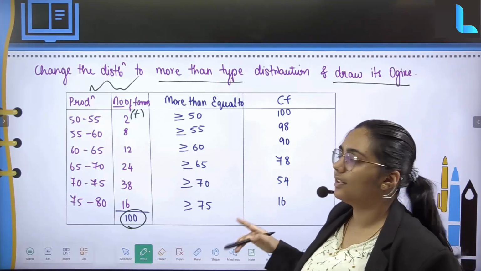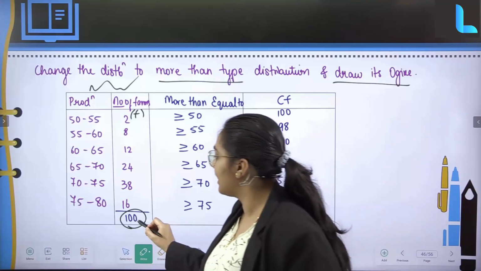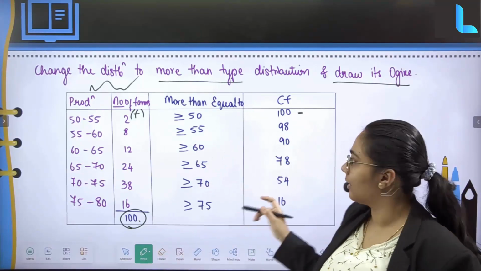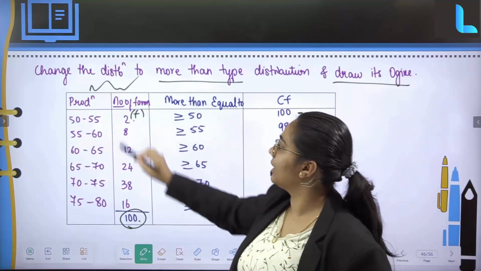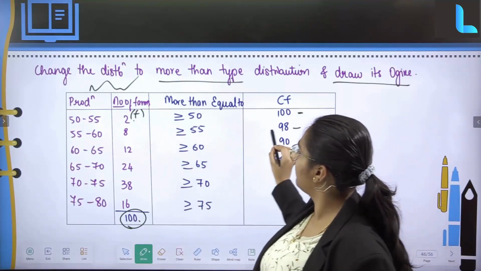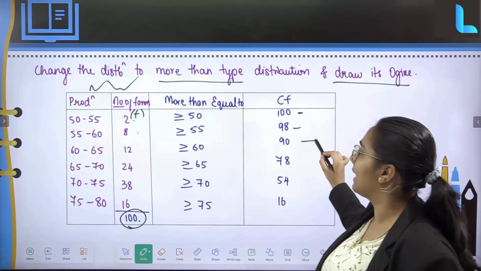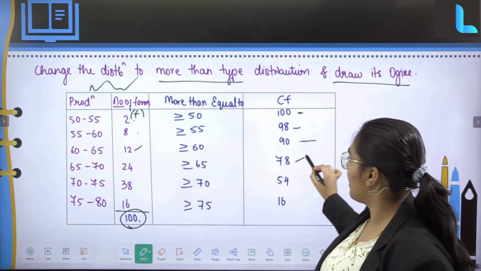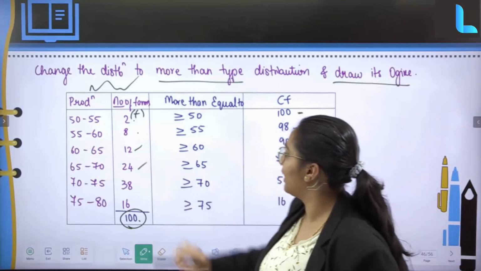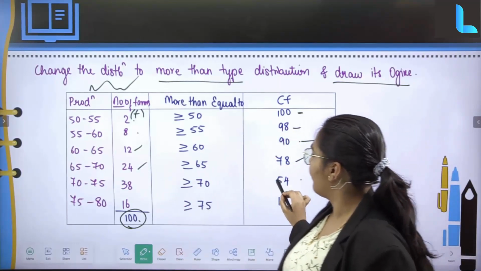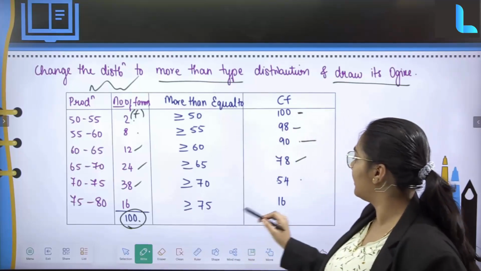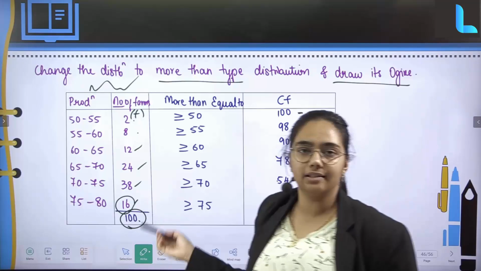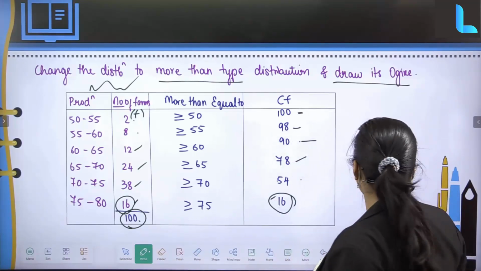So now when I'm doing this in more than type, you always have to start the first cumulative frequency from 100. From this 100, you deduct 2, you will be getting 98. From this 98, deduct 8, you will be getting 90. From 90, deduct this 12, you will be getting 78. From 78, deduct 24, you will be getting 54. From 54, deduct this 38, you will be getting 16. So this 16 and over here it has to tally, and over here it is tallied too.